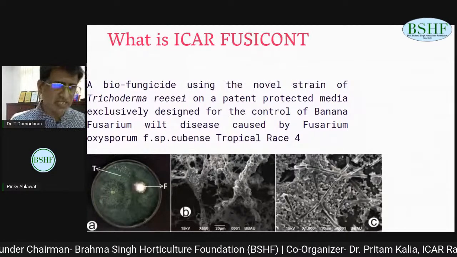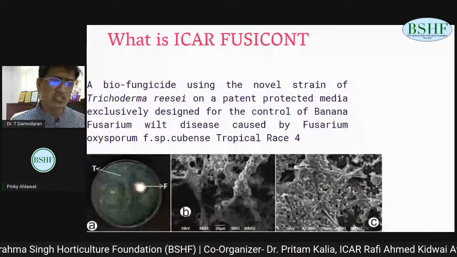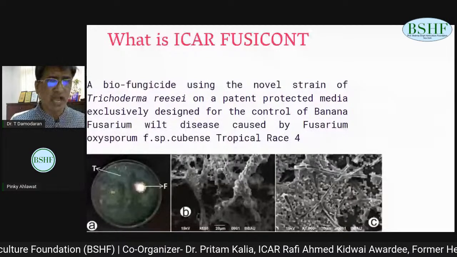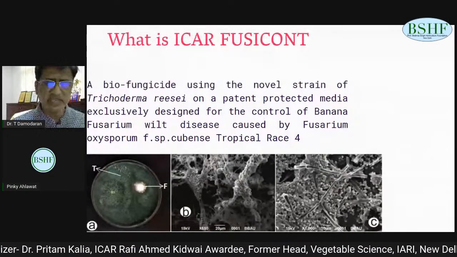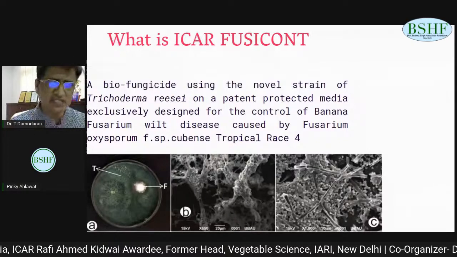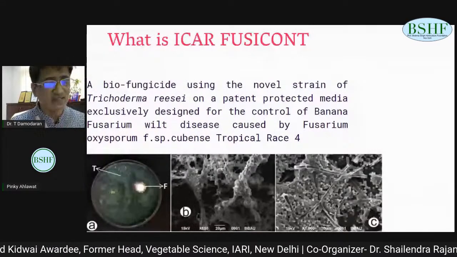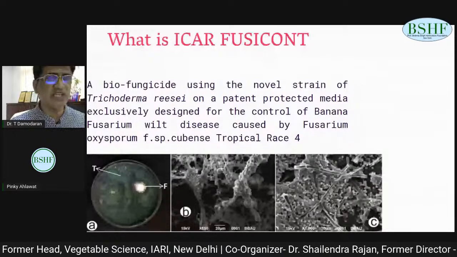It is one of a unique stage that has shown clinical control over tropical race 4. And what is the uniqueness for the sustained disease control? Biological agents are not famous for giving sustained disease control. What is the reason? We developed a specific media for that.